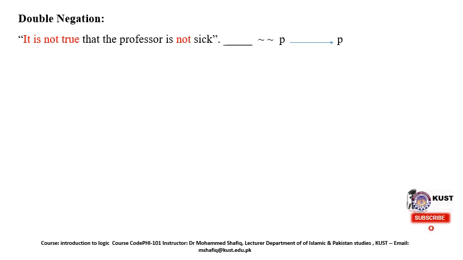So not P, or curl P, needs another curl before that, because it is saying it is not true that the professor is not sick. So double negation, or double curl P, basically equals P, because both negations eliminate each other.